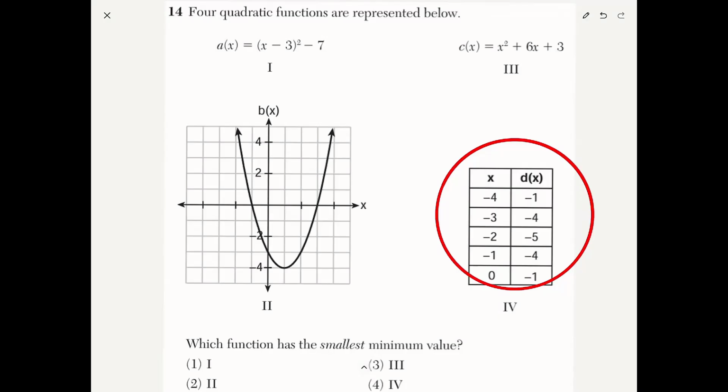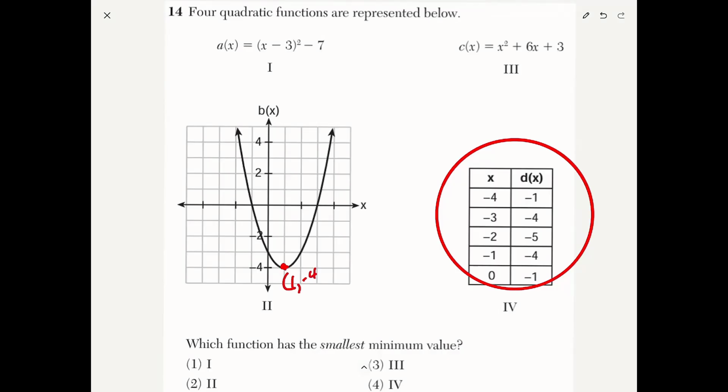Basically, they're giving us four quadratics: some as functions, a graph of a quadratic, and a table of a quadratic, and they want to know which one has the smallest minimum value, or which one has the lowest vertex, basically is what you're looking for. Now, this graph here has a vertex of (1, -4).